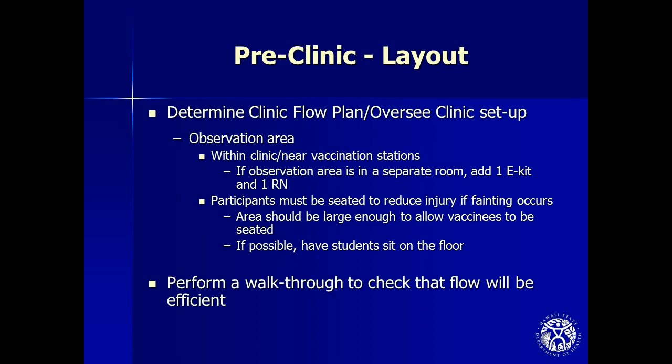If the observation area is in a separate room, make sure to add one emergency kit and an RN to that observation area. Participants must be seated during observation to reduce injury if fainting occurs. The observation area must be large enough to allow vaccinees to be seated. If possible, have students sit on the floor. The clinic manager must perform a clinic walkthrough before operations begin, to check that flow will be efficient.